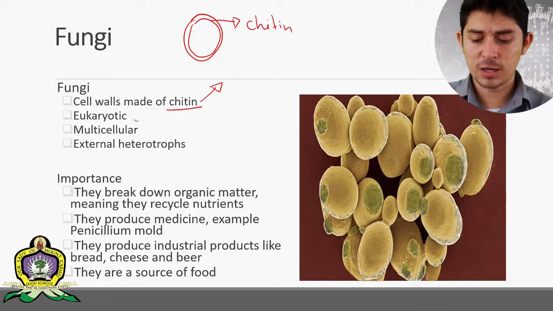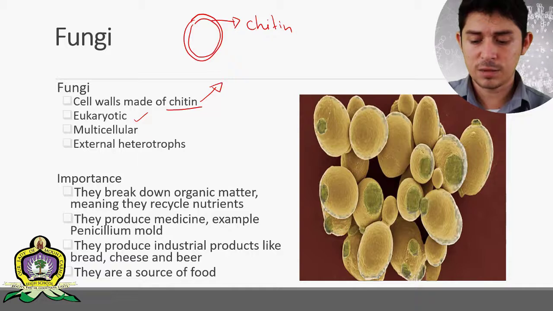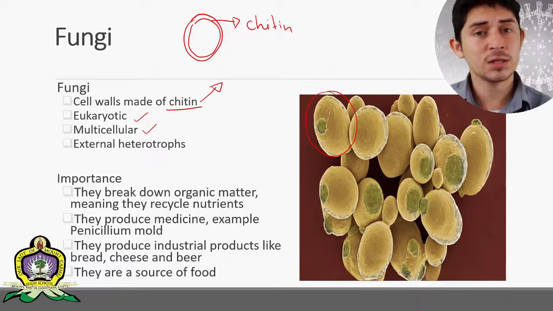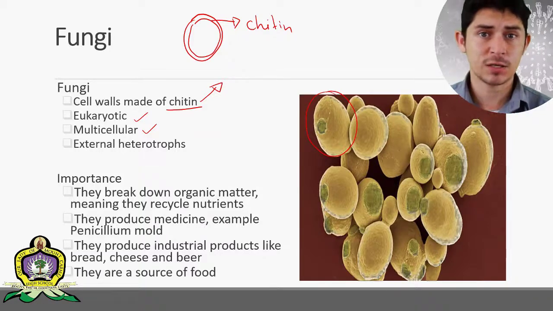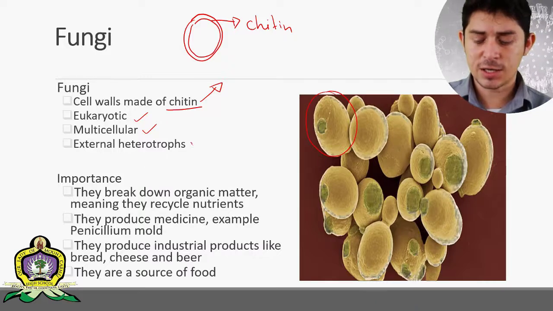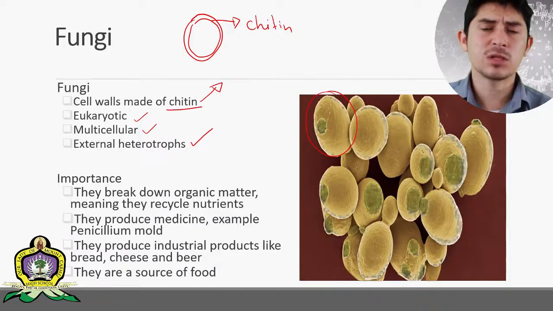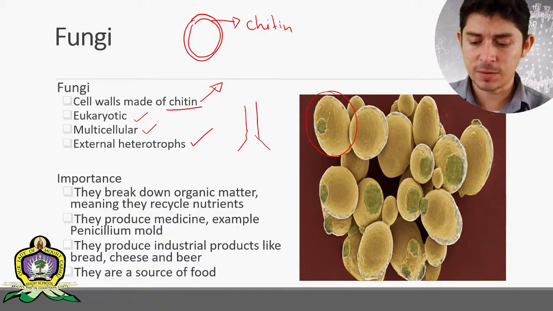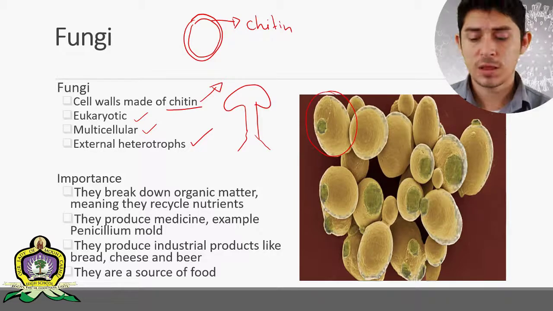They're all eukaryotic, meaning that the cells have a nucleus. They're multicellular, but in the example that I'm showing you here, this is a yeast and it is unicellular. So fungi can be unicellular and multicellular. And they're external heterotrophs. That means that they need to be consuming other organisms in order to survive. I know that some of you know some examples of fungi because you've seen them around. This would be a mushroom.